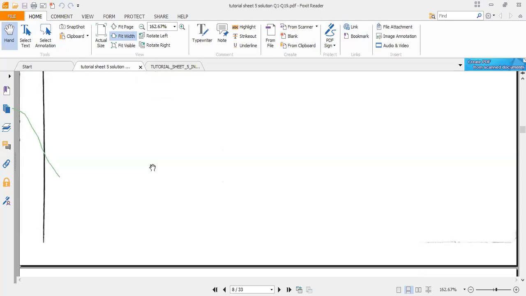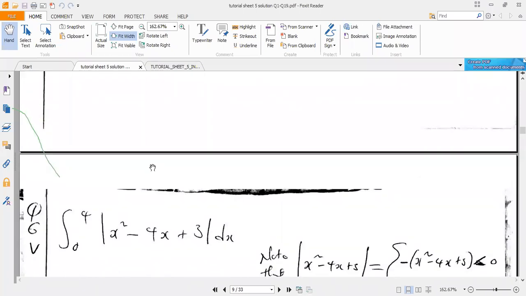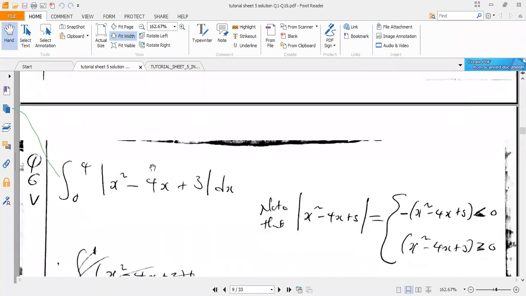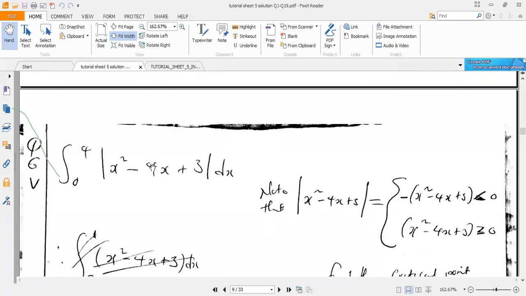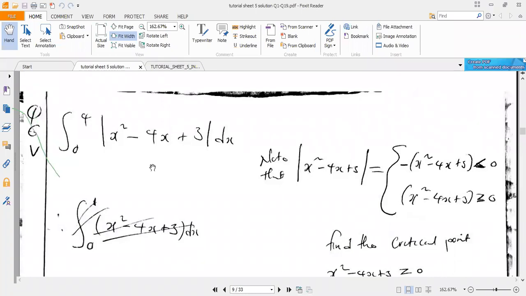We can proceed. If there are no questions, we can move. All right, we go to question 6b. Question 6b has the integral from 0 to 4 of the absolute value of x squared minus 4x plus 3. So we note that the absolute value of any number is equal to the negative of that number if that number is less than 0, or the positive if it is greater than or equal to 0.